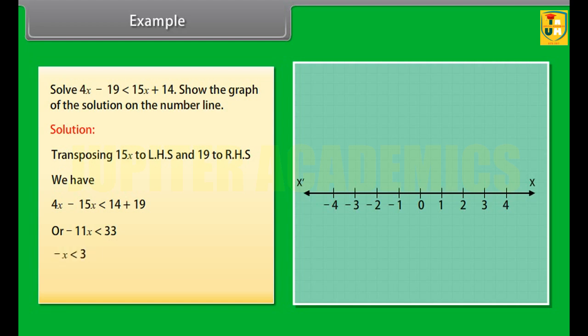Minus x is less than 3. x is greater than minus 3. This inequality is shown on a number line. First, we draw an open circle because x is not equal to minus 3. And an arrow to the right because we want values greater than minus 3.